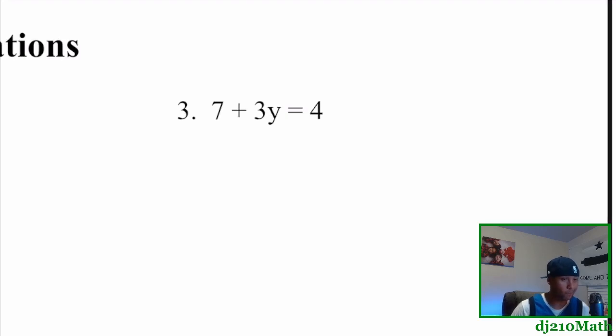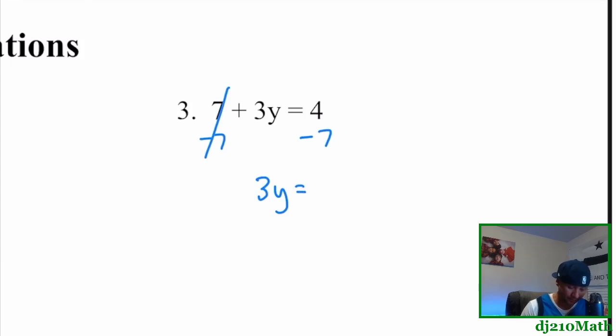All right, number 3. We're going to 7 plus 3y is equal to 4. So minus 7, right? Doing the opposite. So you can't just divide by 3 right now. That's the next step. You have to get the y term by itself, and then divide by the coefficient, the number in front. So 3y, 4 minus 7, right? 4 take away 7 is negative 3.